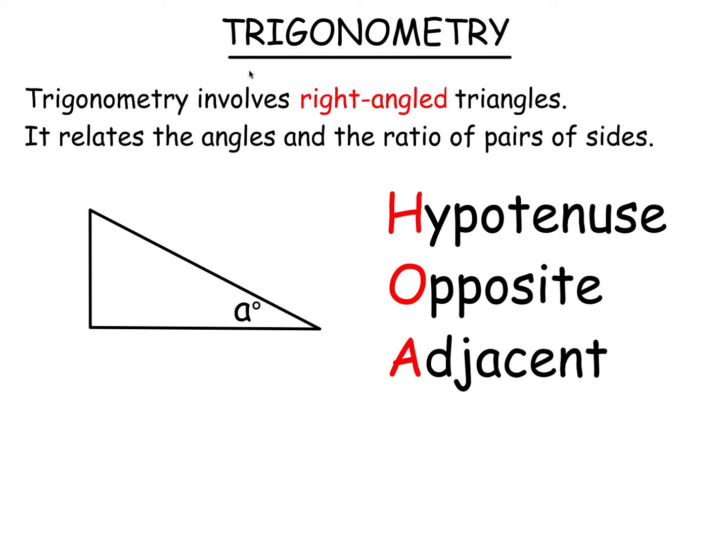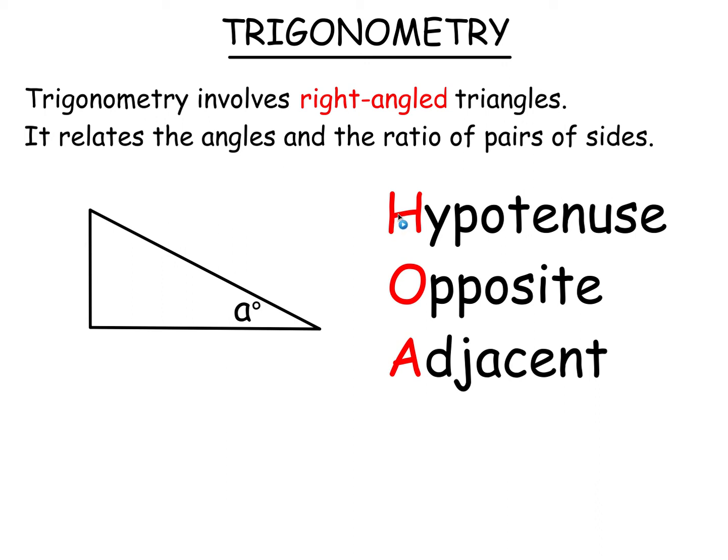Trigonometry involves triangles. It involves the relationship between the angles in a triangle and the sides of the triangle. In the cases we are going to be dealing with, it will only be right-angled triangles, and we're going to look at the ratio of two sides. That really compares how much bigger one side is than another, compares their sizes.